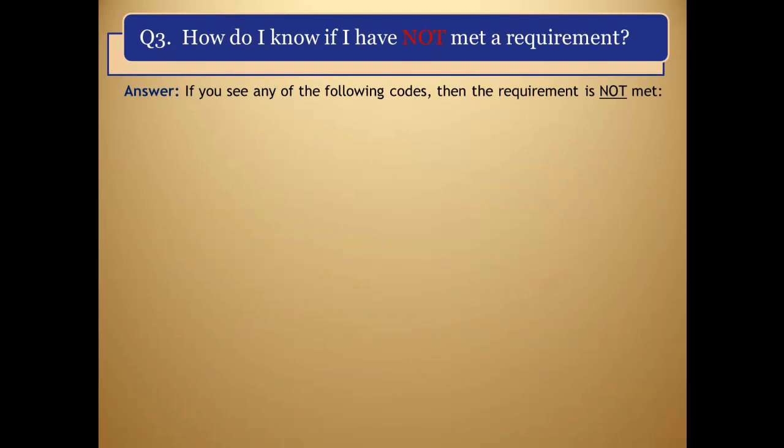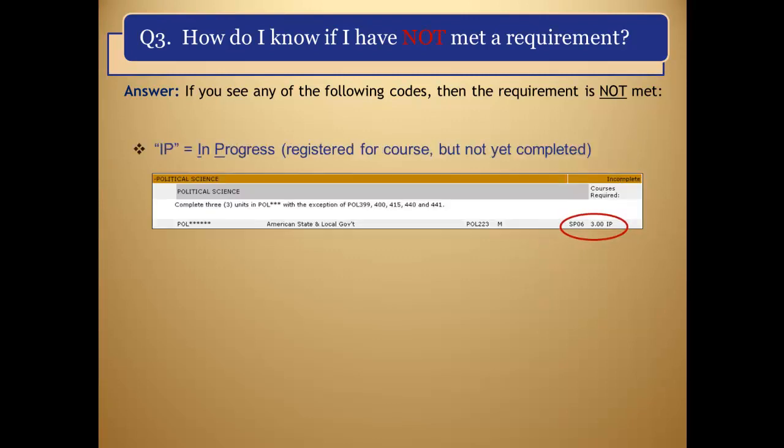Question number 3. How can I tell if I have not met a requirement? Well, there are two ways that you can tell if one of your requirements is not met. First, you may have a course listed for the requirement, but instead of a letter grade, you will see the code IP. This abbreviation stands for In Progress, which indicates that the course is intended to meet that requirement, but a grade has not yet been posted, so the units have not been earned yet. When the necessary grade is earned, the requirement will be satisfied and the degree guide is automatically updated.